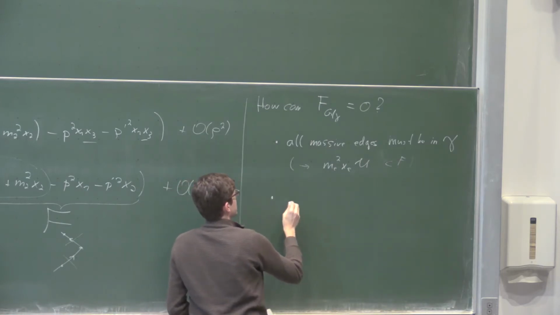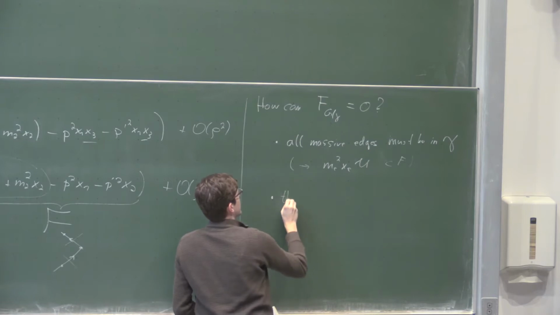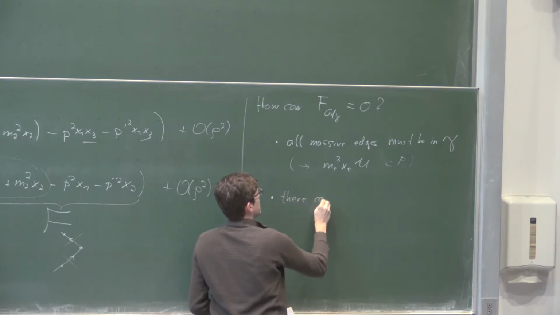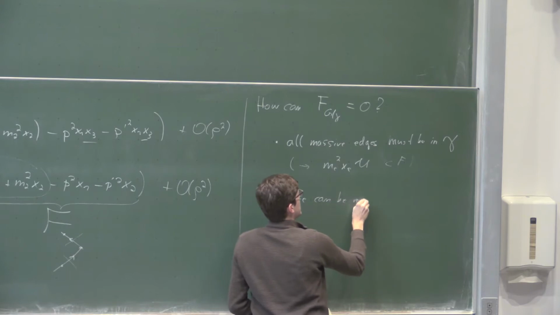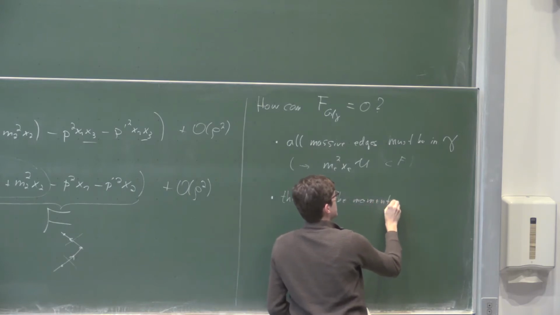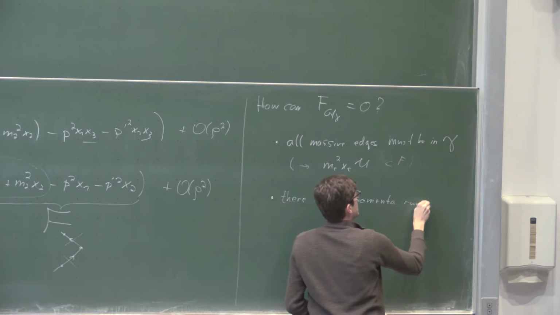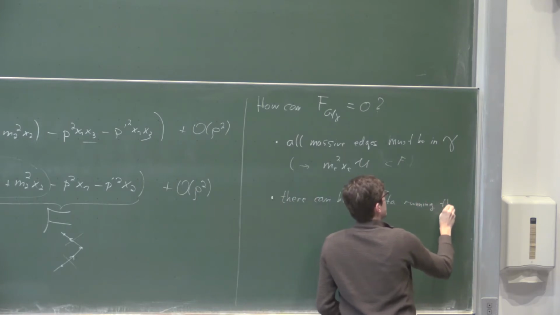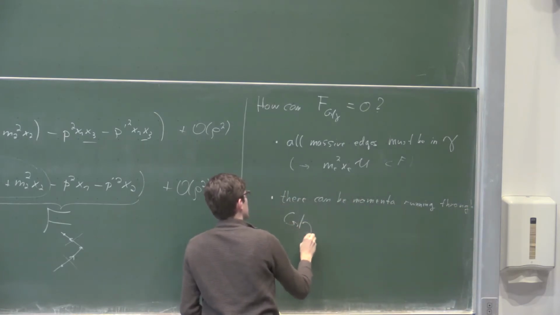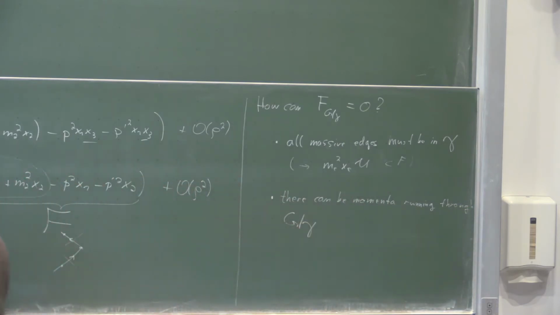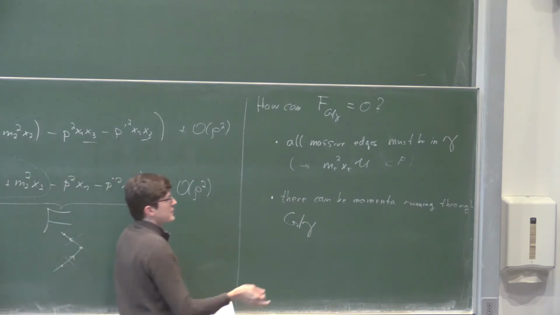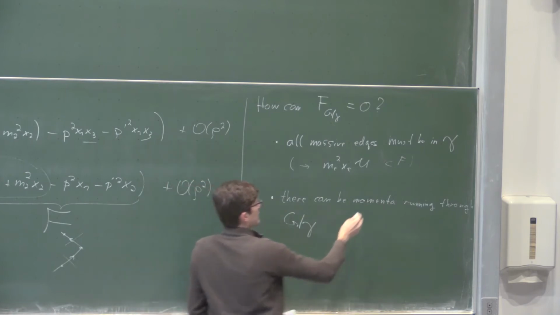Also, there can be no external momenta running through the quotient. Here this happened because all the external legs were contracted to one vertex, so the momenta sum to 0, so there is actually no momentum dependence anymore of this graph. As long as we do have a momentum, we get a non-zero contribution to the f polynomial.